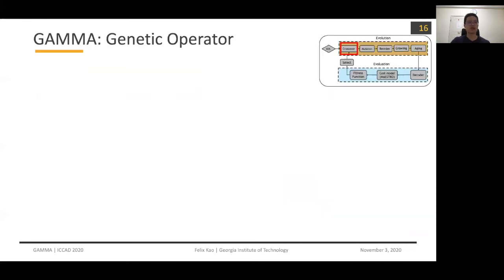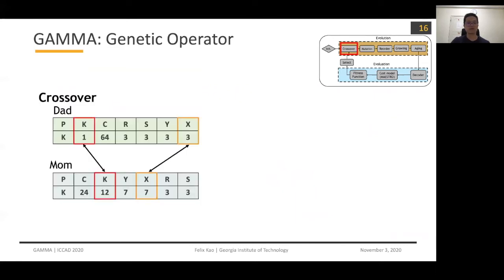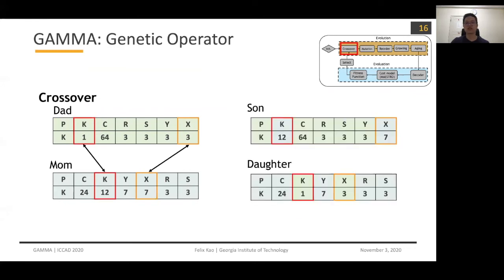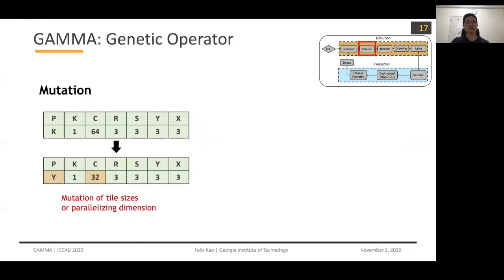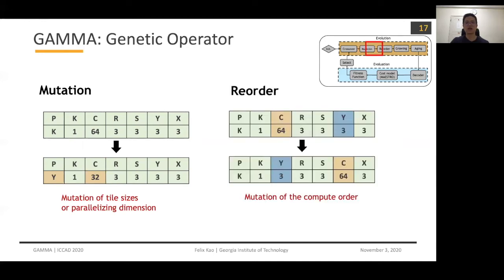Now let's look at our genetic operators. First is crossover. You have dad and mom, and you want to randomly select some of the genes and swap their values. Then you will generate son and daughter. And then comes mutation. In mutation, you will randomly select some of the tile sizes or parallelism dimensions and mutate their values. And in reorder, we'll randomly select some gene pairs and swap their order. So it's kind of the mutation of the compute order.